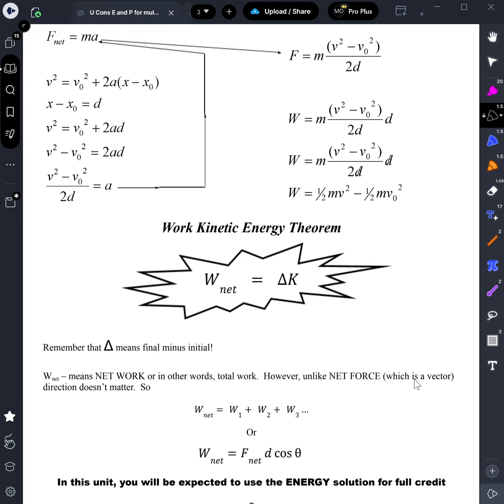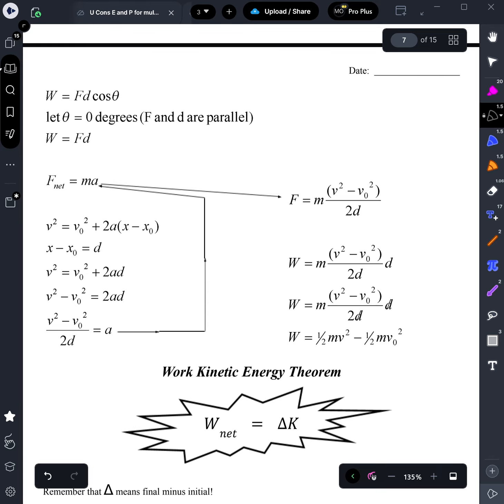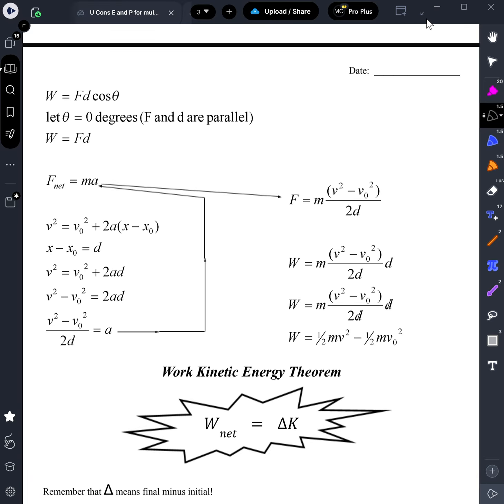This is one of those times that if you're ever tempted to go back and go through those kinematics equations to try to find an answer, you're going to end up with a ton more algebra. It's actually way easier to look at the net work is equal to the change in kinetic energy, the work kinetic energy theorem. And I am going to be insisting that in this unit, to receive full credit, you will need to use the energy approach. For those of you who are wondering, no, you never have to show the full details of all of this, but I wanted you to see where this came from.